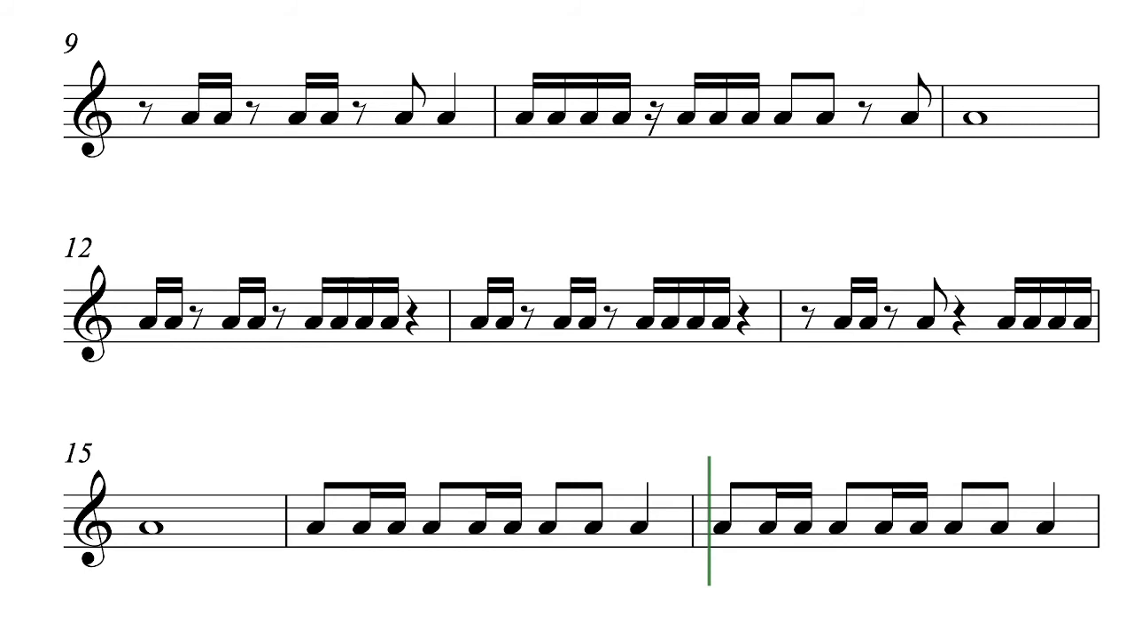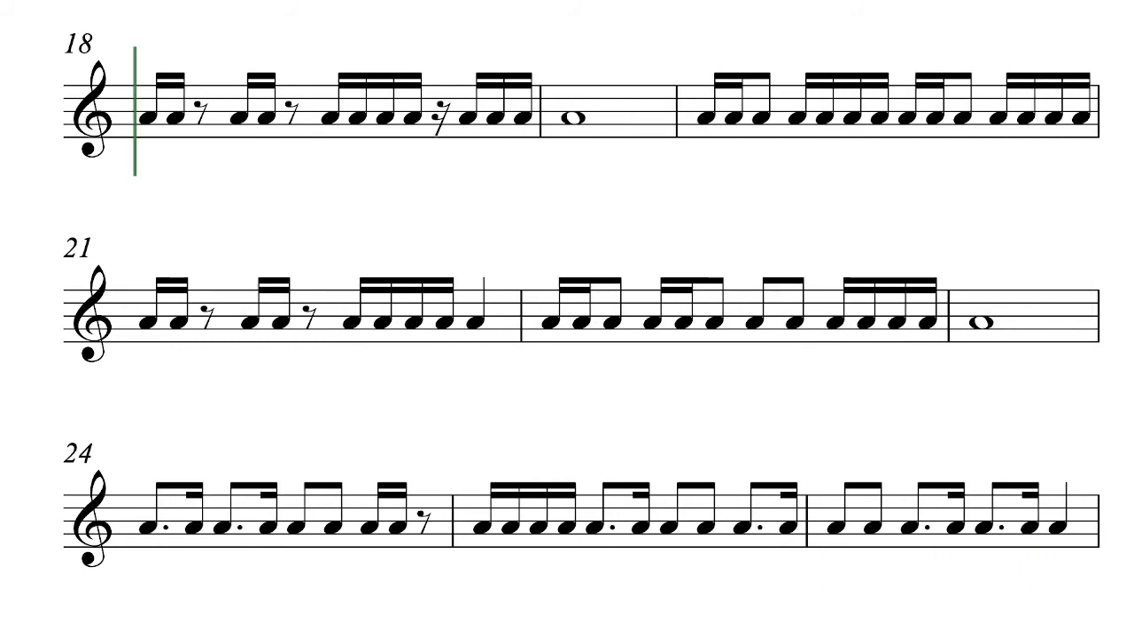Had a hard time. 1 E and a 2 E and a 3 and 4. 1 E, 2 E, 1 E and a 2. Whoops, I got caught up. 3, 4.